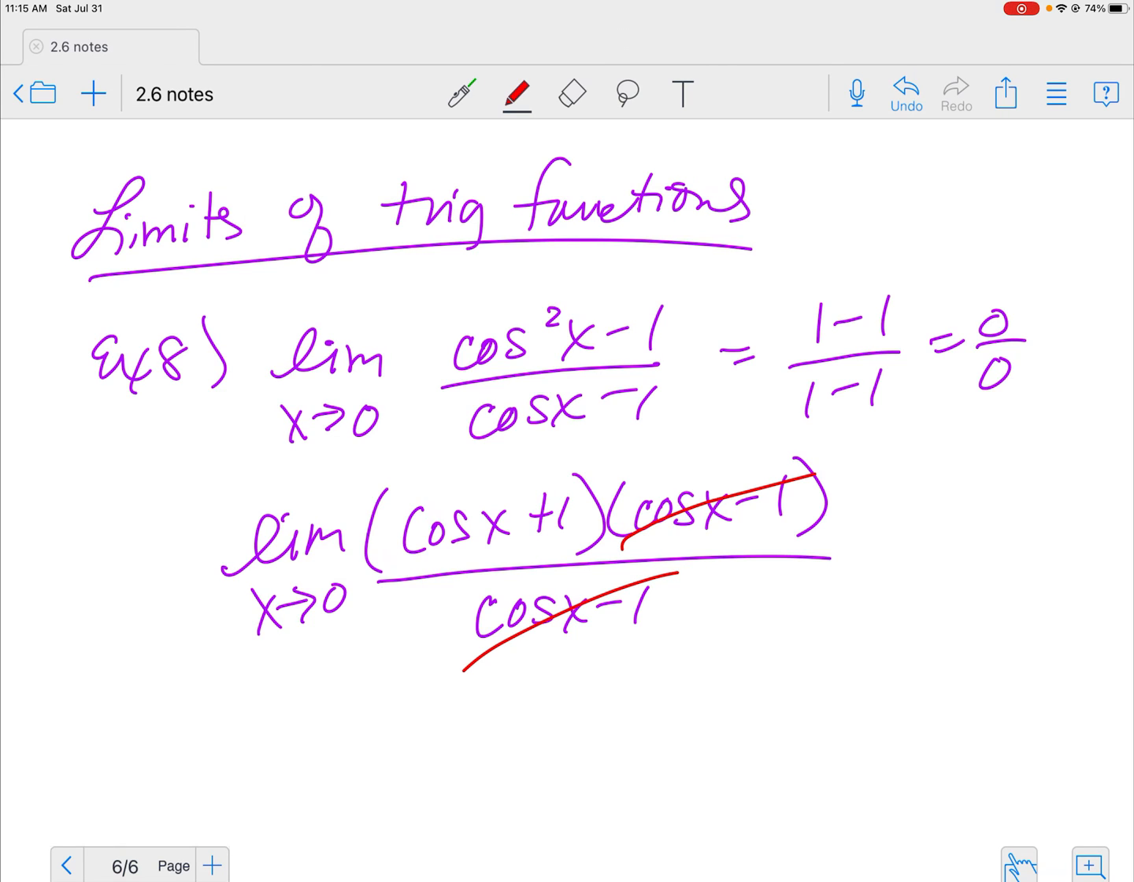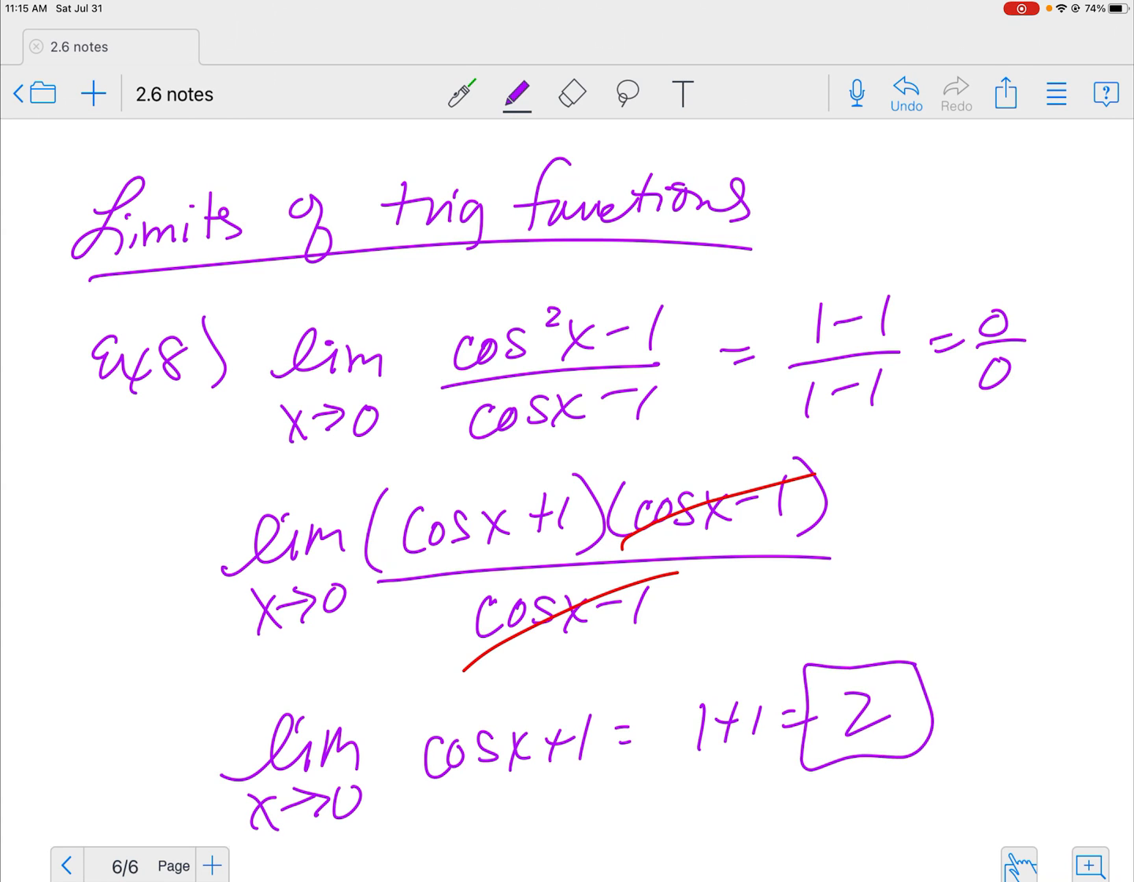I am not talking about continuity here. I'm just finding a limit. This chapter wavers back and forth between both, so you have to pay attention to what you're being asked. In this instance, I'm just asking for the limit. So when I take the limit as x approaches 0 of cosine of x plus 1, you get 2. Because the cosine of 0 is 1, and then you get 2.